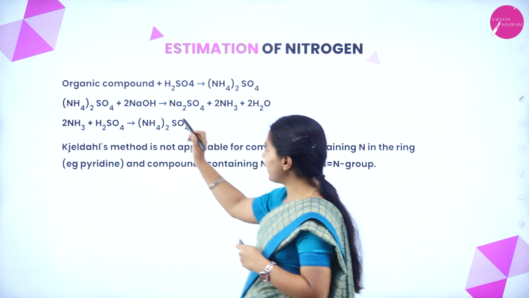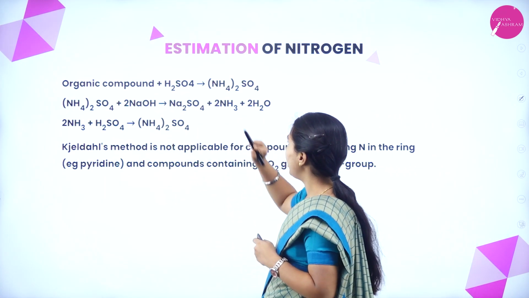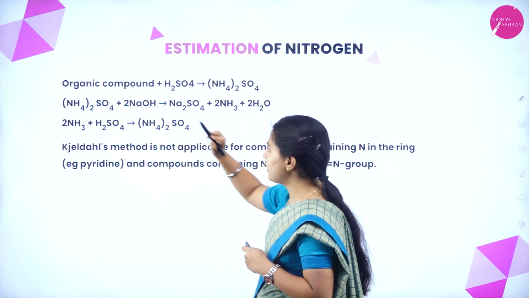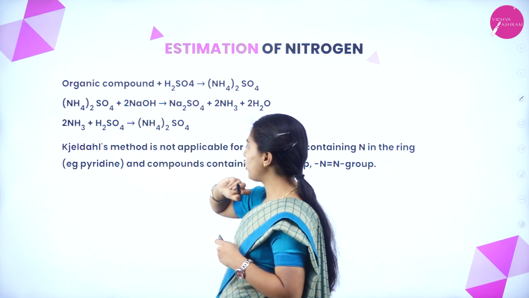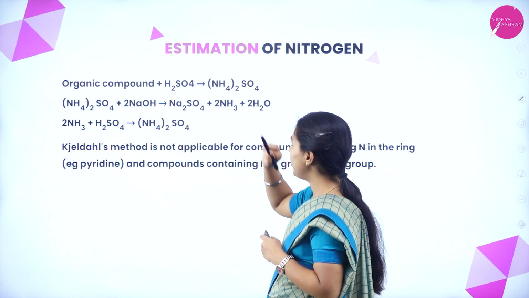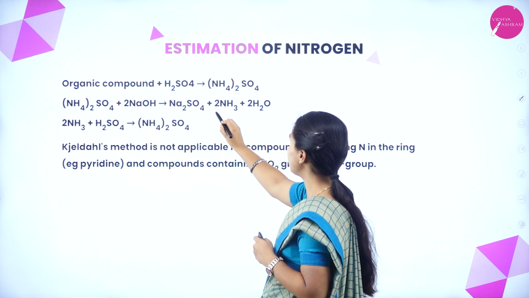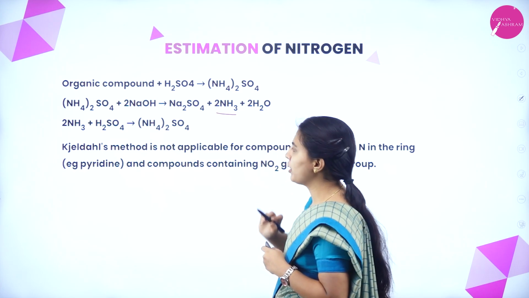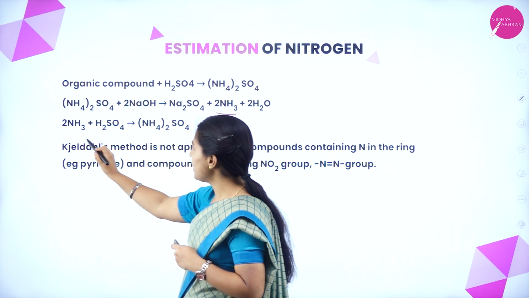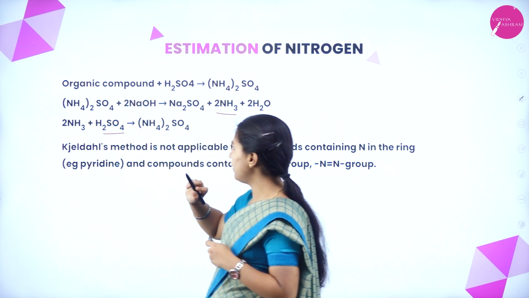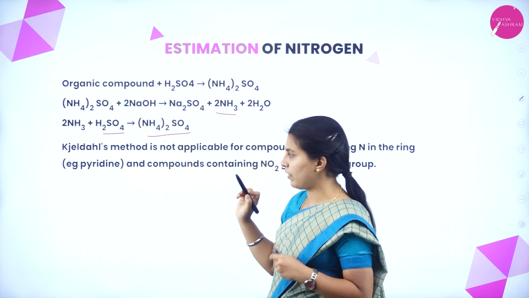See here, the organic compound with sulfuric acid will give ammonium sulfate. This ammonium sulfate is treated with sodium hydroxide, which is an alkali or base. It gives sodium sulfate plus ammonia. This is very important, along with the liberation of a water molecule. When the ammonia is treated with unused acid, that gives ammonium sulfate.